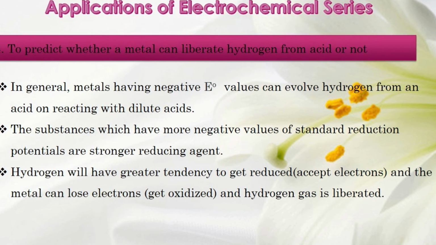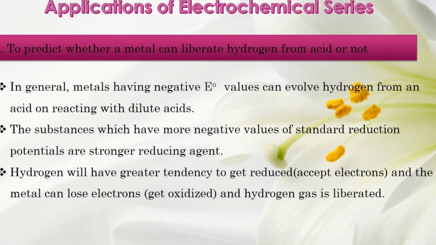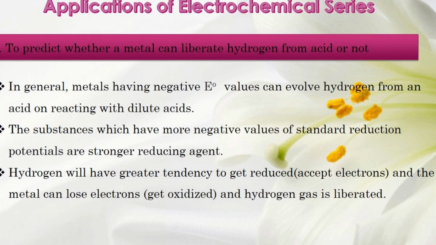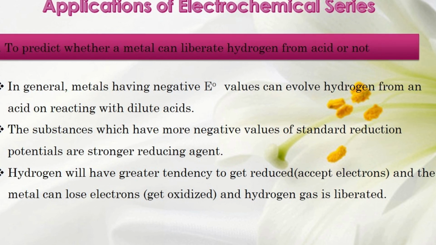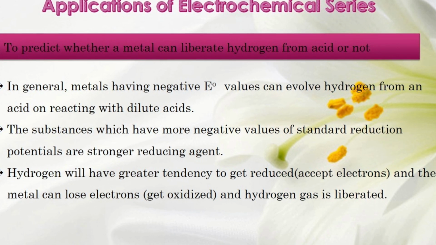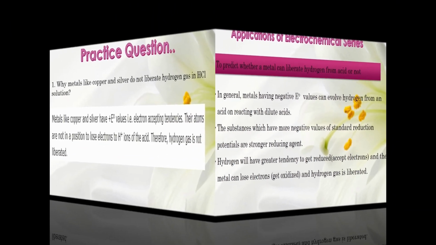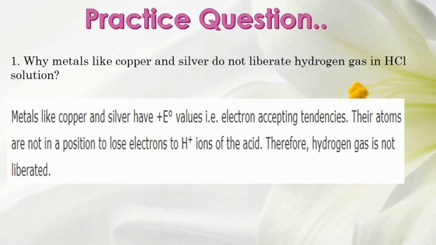Obviously, hydrogen will have greater tendency to get reduced, that is, accept electrons, and the metals can lose electrons, that is, get oxidized. As a result, hydrogen gas will be liberated. Students, now you try to check your understanding.